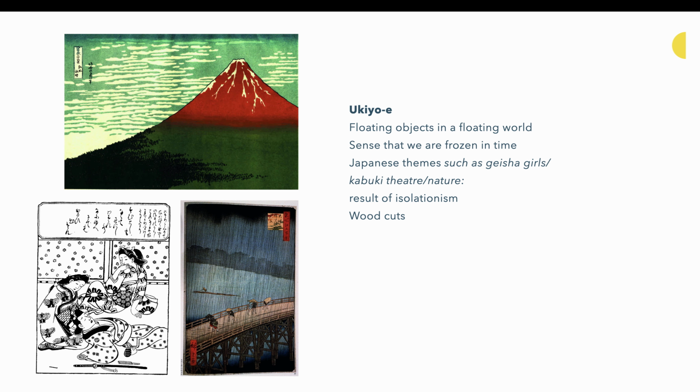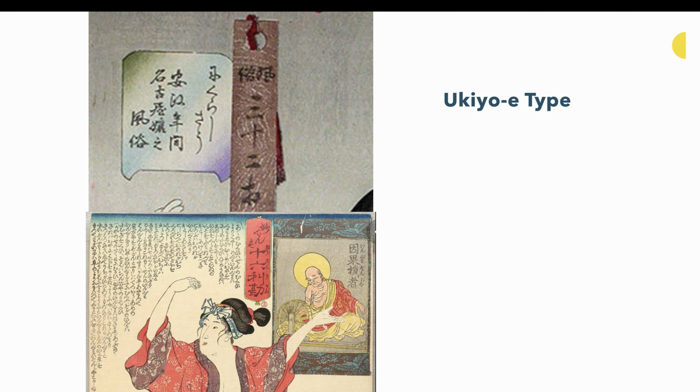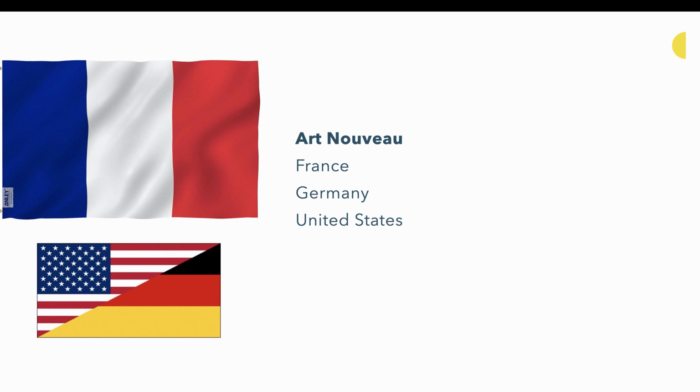And so they had to look internally to their own culture for reference. And so we see geisha girls, we see kabuki theater, we see nature as a result of this isolationism. And woodcuts. The style that we see on the top, for example, is very clearly a woodcut. So those are all clues. If we look at the type, again, it may look calligraphic, it's vertical, it's a huge clue for us.